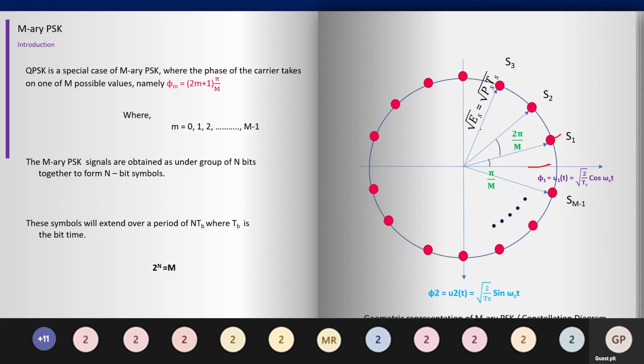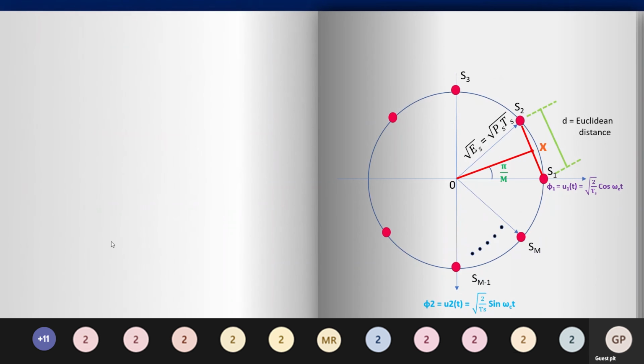And the distance from the center point, the zero origin, to a symbol represents the energy, which is calculated using root ES, that is root PS TS. So this is the constellation diagram for M-ary PSK. As you can see, the points can be marked any number of times, whereas in QPSK we got only 4 points, and in BPSK you got only 2 data, logic 1 and logic 0. The formulas related to it, I will see now.